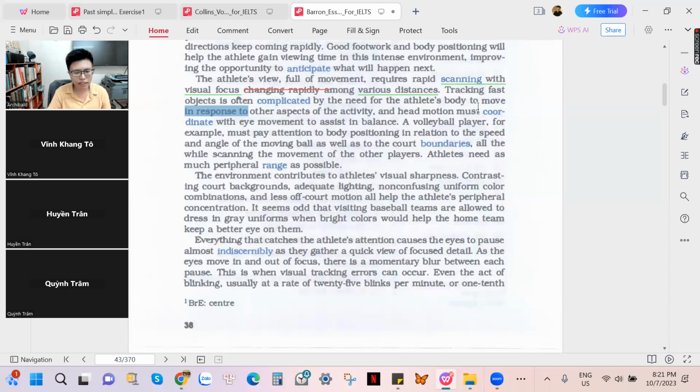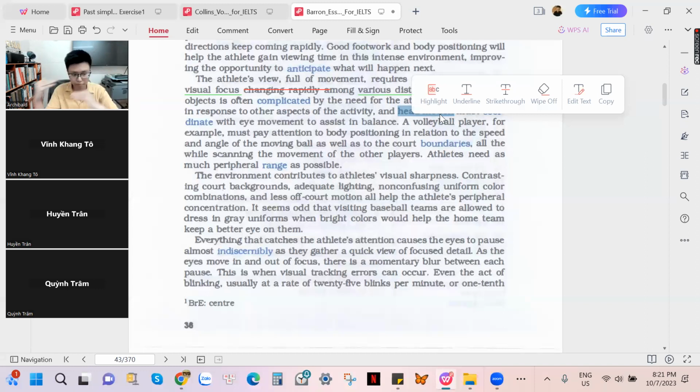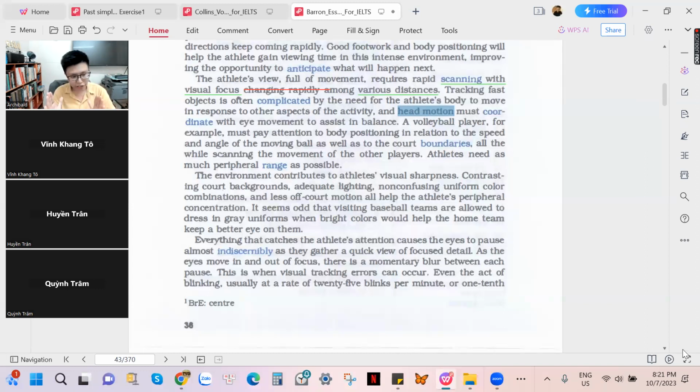So the athlete's body needs to move in response to other aspects of the activity. I mean, other types of activity. Instead of using the word kind, they use the word aspect. So, in other types of activity. And head motion means your head movement, the way that you move your head. Motion is another word for you to replace movement. They have the same meanings, synonyms, different words with the same meanings.